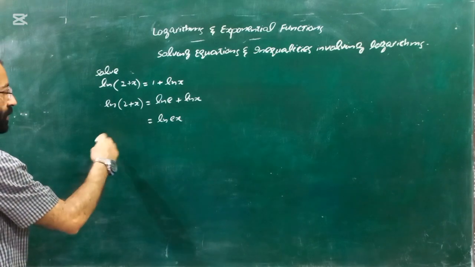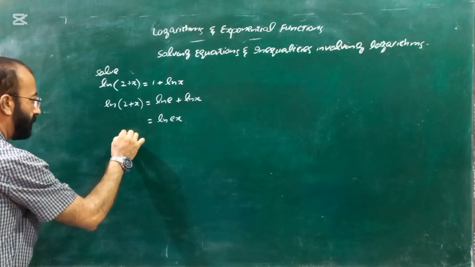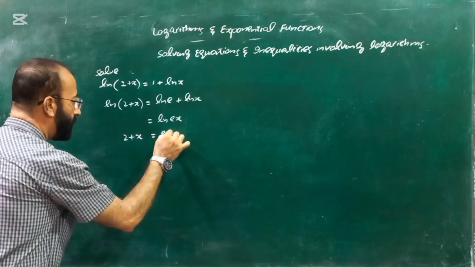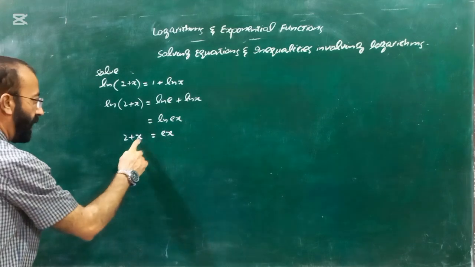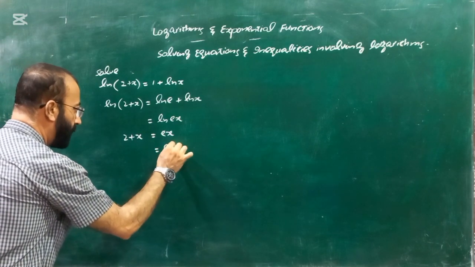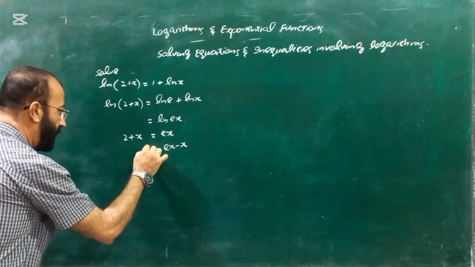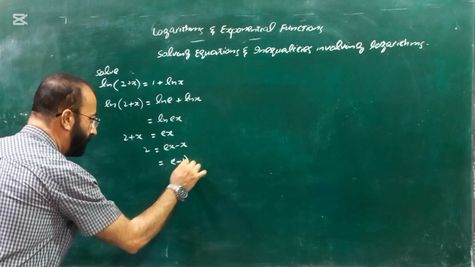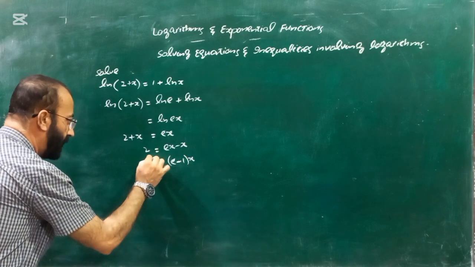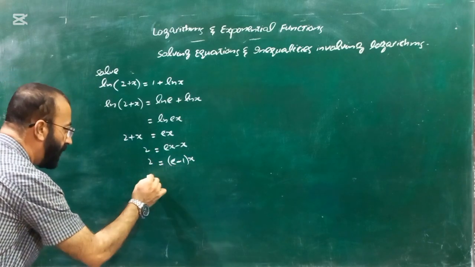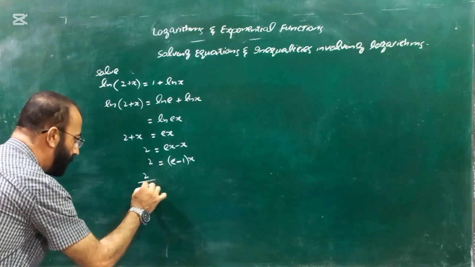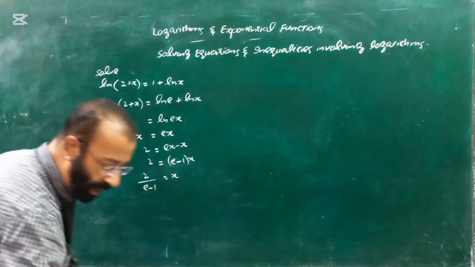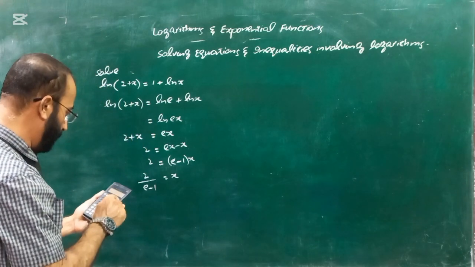Now on the two sides logs are there, so 2 plus x will be equal to ex. From here this x will go to the right side. On the left side we have 2 now. On the right side x will be taken as common. 2 is as it is. So e minus 1 will come to the left side. On the right side x is left now, and now we are going to solve this on the calculator.